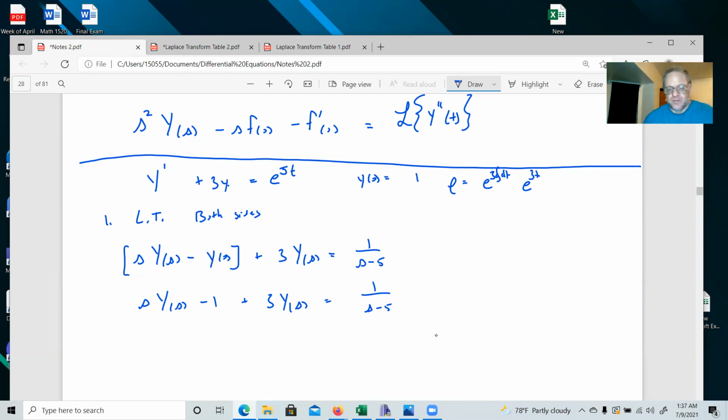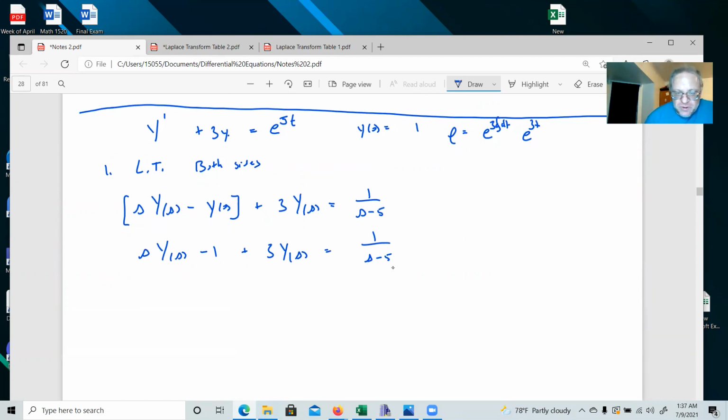Okay, let's go ahead and combine some terms here, clean things up. So here we have s Y of s plus 3 Y of s is equal to 1 over s minus 5, plus 1. Okay. Now, you have some options here. What I would recommend at this point is that you get a common denominator, okay? Because we're going to have to do some partial fractions in a moment here. And if there's anything that's more fun about doing one partial fractions problem, it's doing two partial fractions problems. So let's keep it to one.